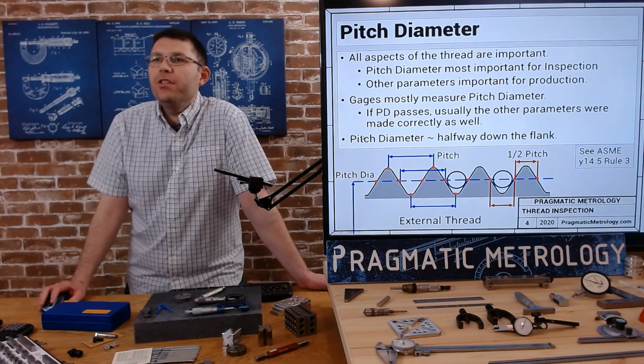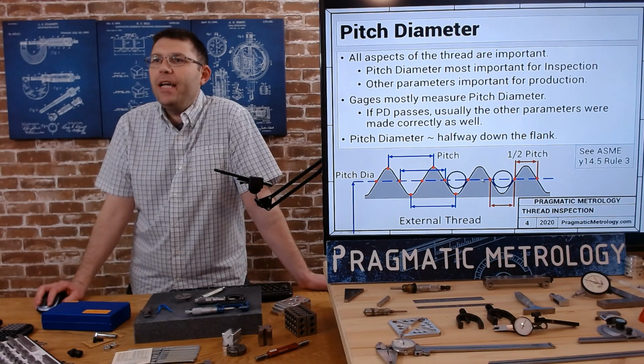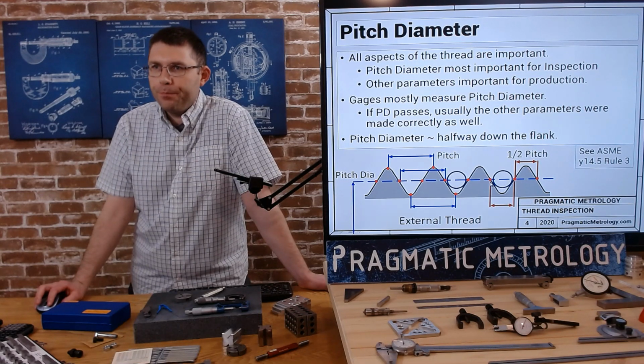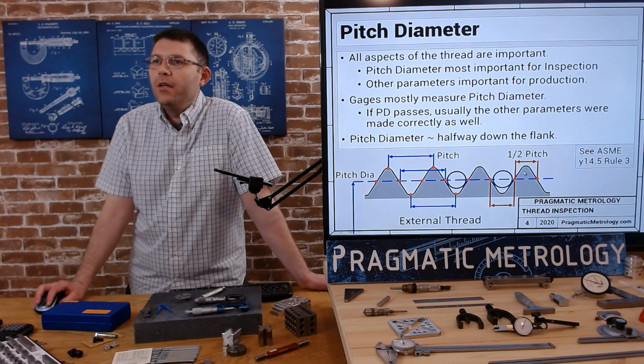And as I mentioned, the pitch diameter is approximately halfway down the flank, and the actual definition is when the gap between the crests equals the crest thickness. So as you slide up or down, there'll be different thicknesses, but when they're equal, that's where the pitch diameter sits. And we draw these circles to represent where the pitch diameter is.